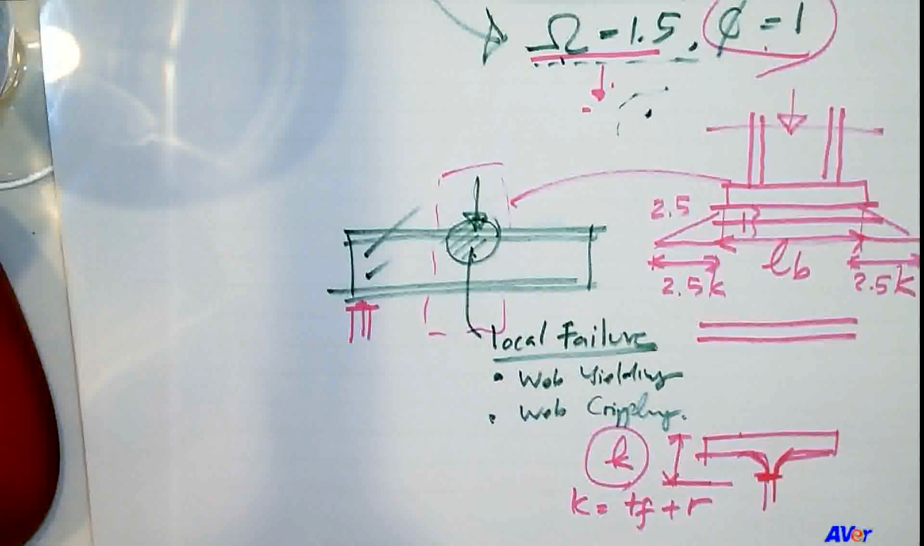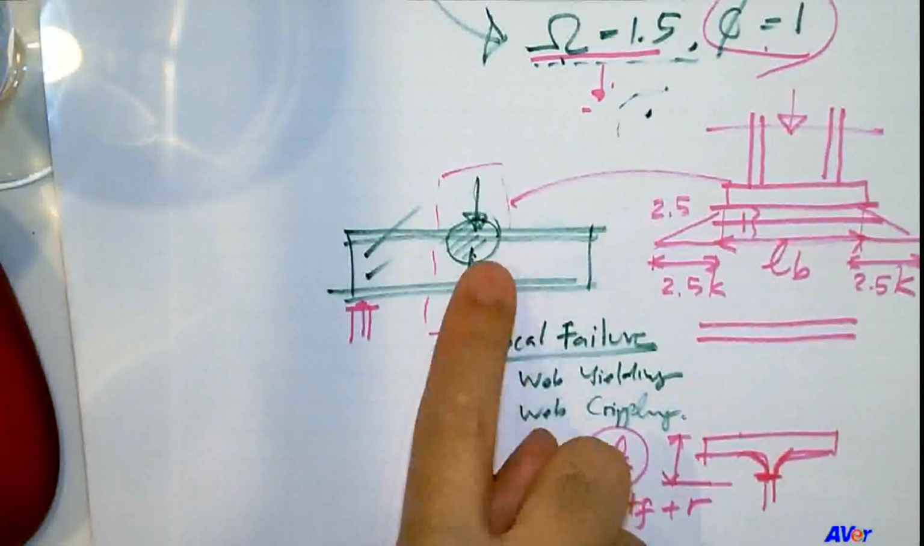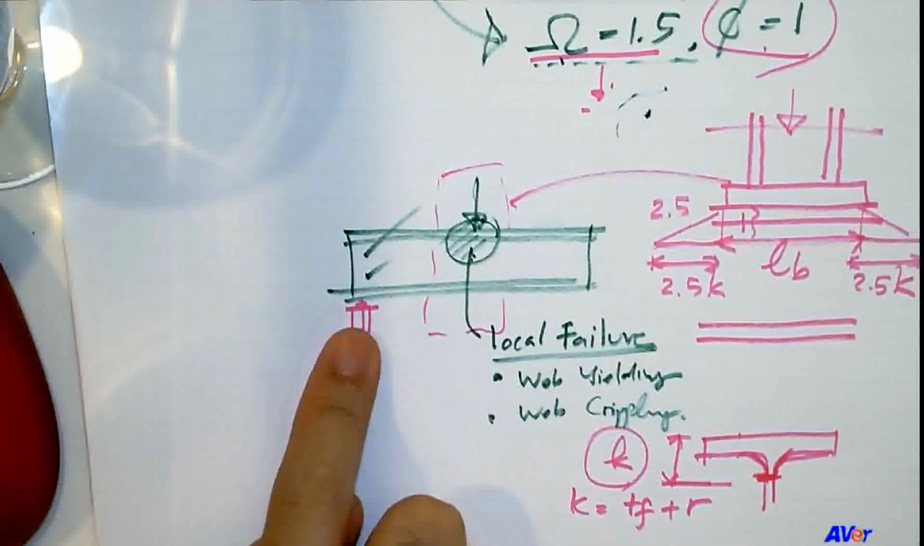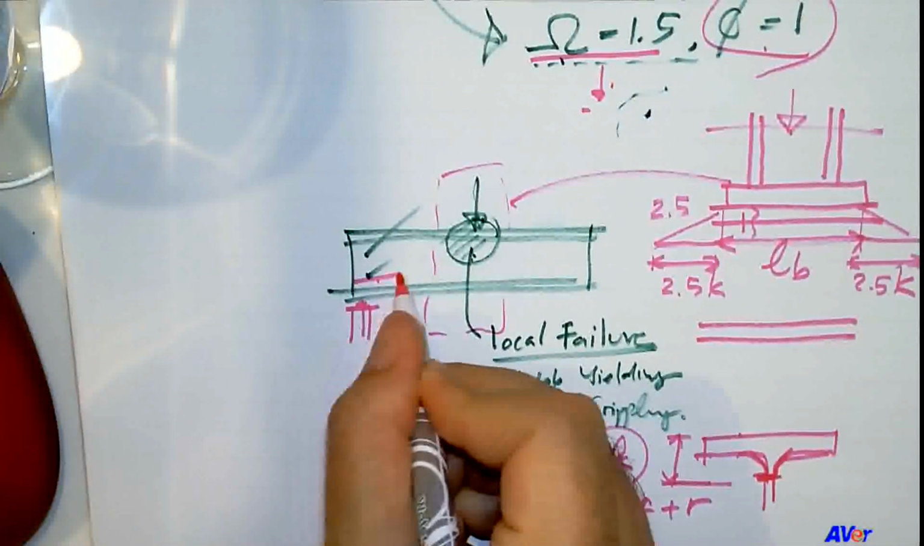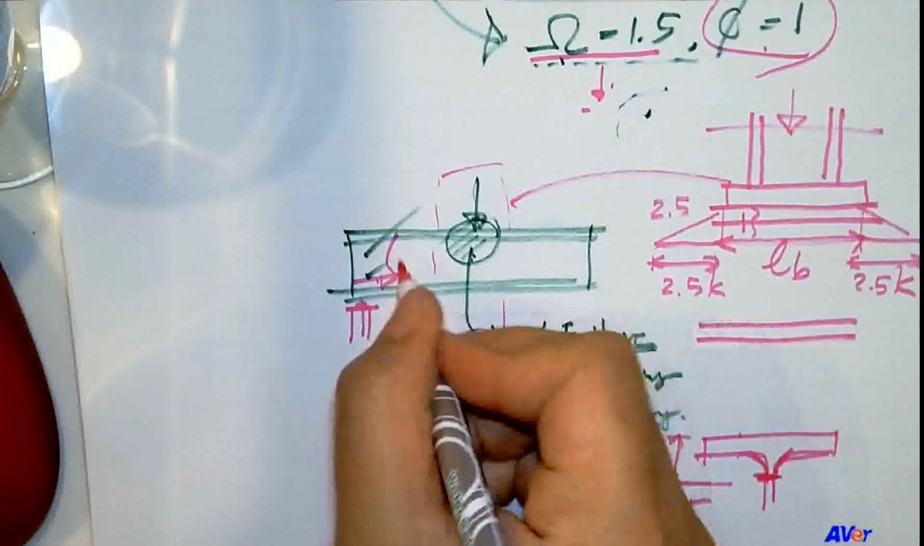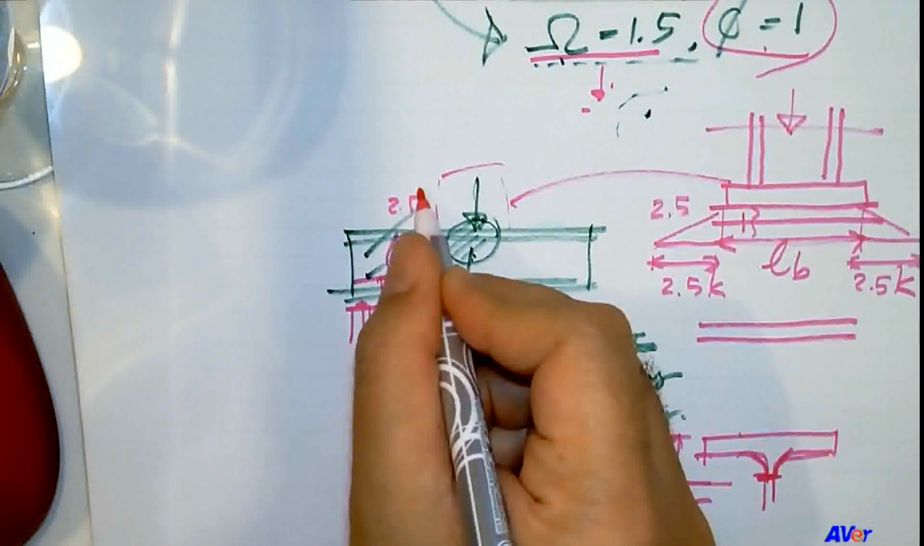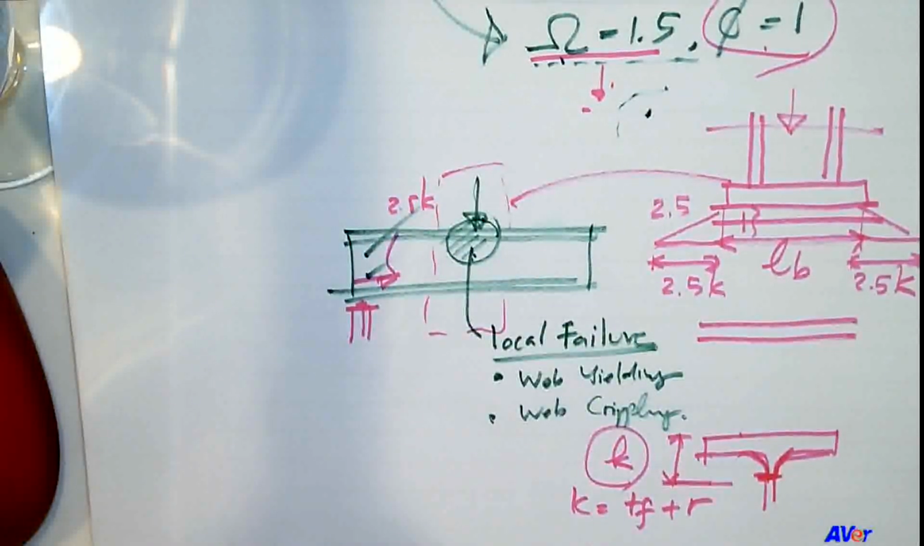Okay? And this is for this. And if the point load is at the end, you may have the stress distribution with one side of 2.5 K. So that's why you have 2.5 K plus LB in another formula. Okay?